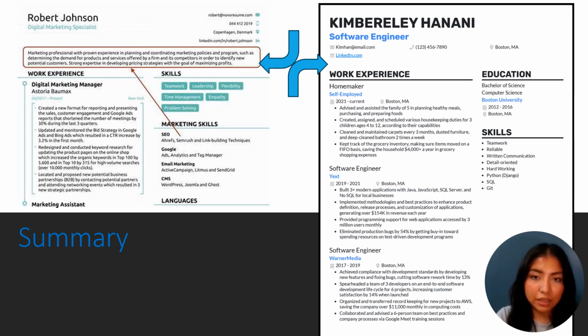Again, we're keeping this short. We're placing it at the top right after your personal information. And this is, again, to highlight your qualifications. And the objective of this is to focus on your goals and desires.